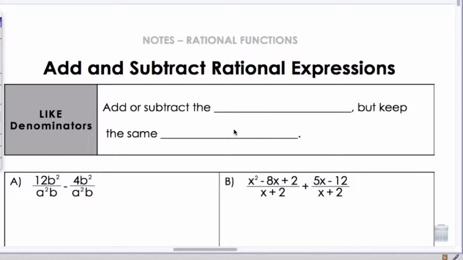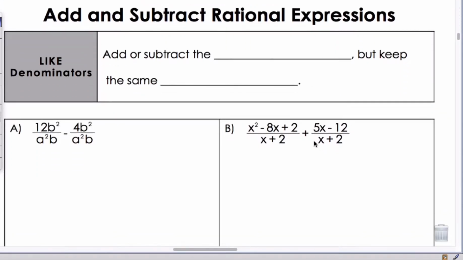Okay, this is lesson 9.3 on adding and subtracting rational expressions. We're going to start with simple rational expressions where they have like denominators. We're going to add or subtract the numerators, but keep the same denominator. So we're going to be changing the numerator, but the denominator is going to stay the same.